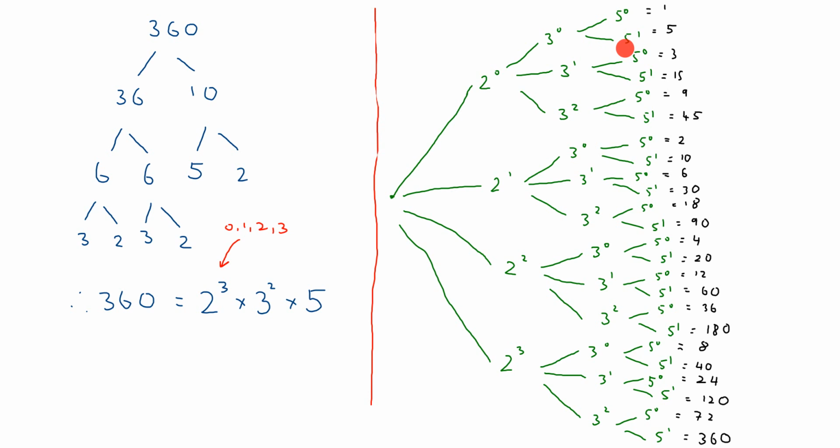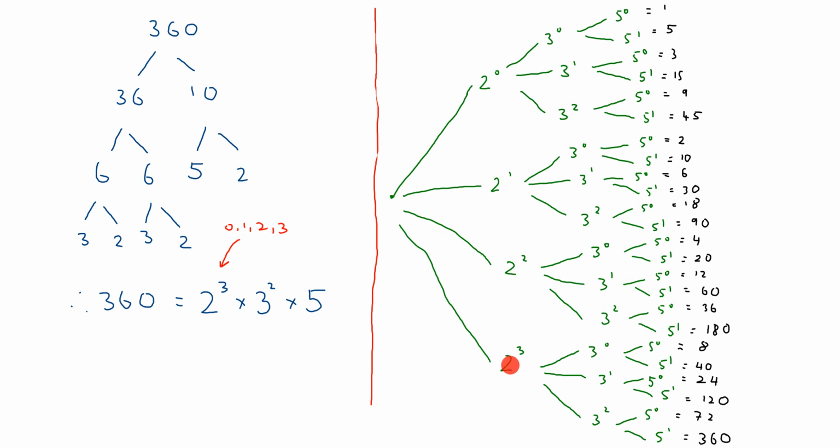So let's now count them up. Well, I've got 4 choices for my 2: 2 to the 0, 2 to the 1, 2 to the 2, 2 squared, or 2 cubed. But for each of these 4 choices, I've got 3 ways I could have my 3. So 3 to the 0, 3 to the 1, 3 to the 2. Pair it with this one, pair it with this one, pair it with this one, pair it with this one.